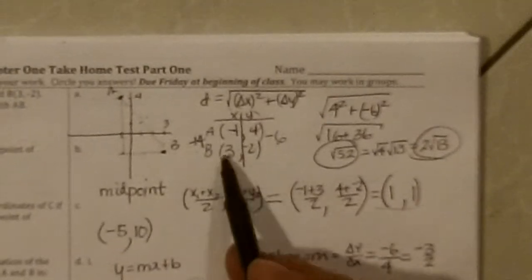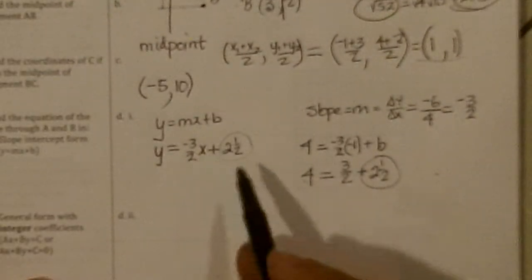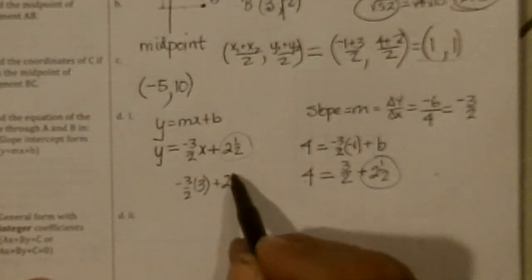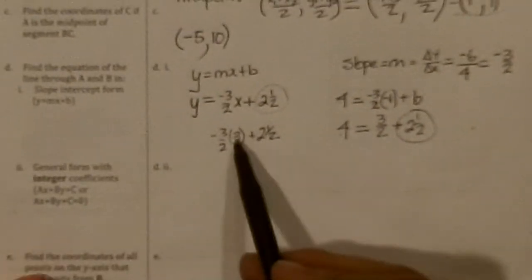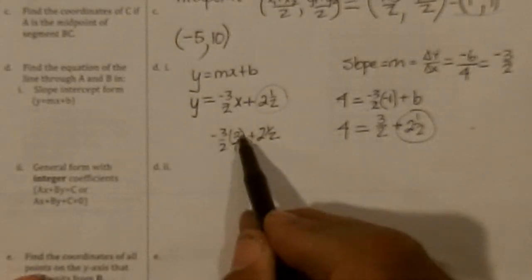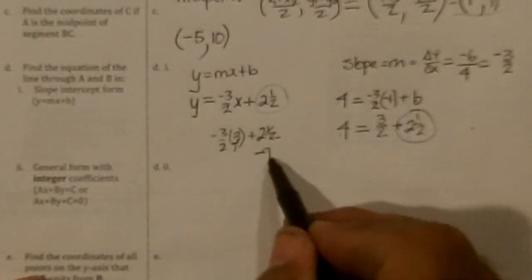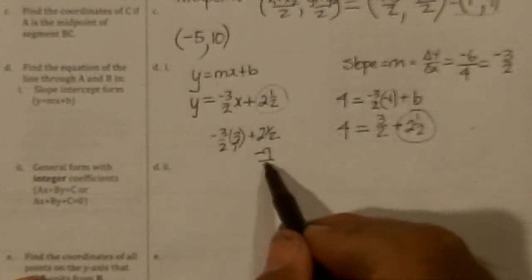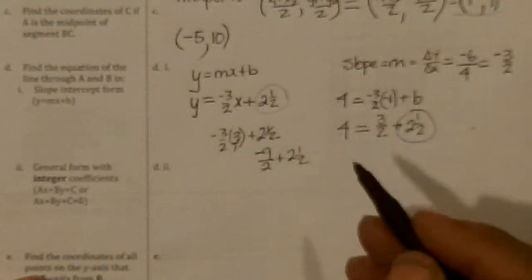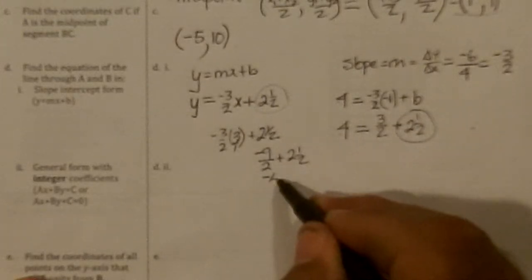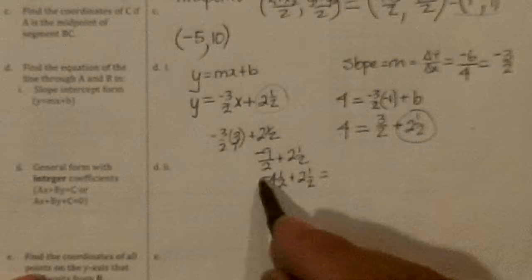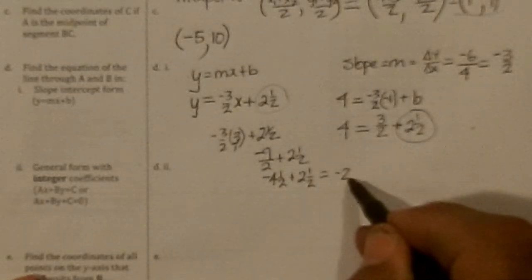So if I put in 3 and negative 2, if I put 3 in there and add 2.5, let's see what I get. So 3 times negative 3 over 2, and this is 3 over 1, so I multiply the numerators, I get negative 9 over 2 plus 2.5. 9 divided by 2 is 4.5, so I got negative 4 and 1/2 plus 2 and 1/2. That comes out to be negative 2.